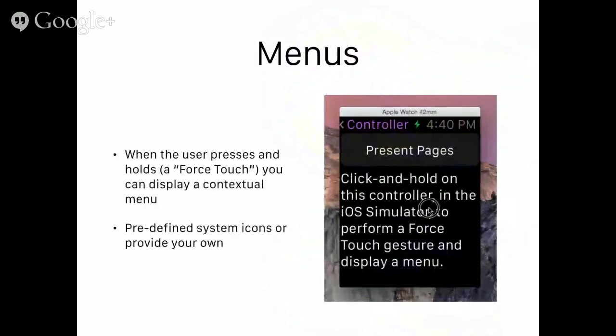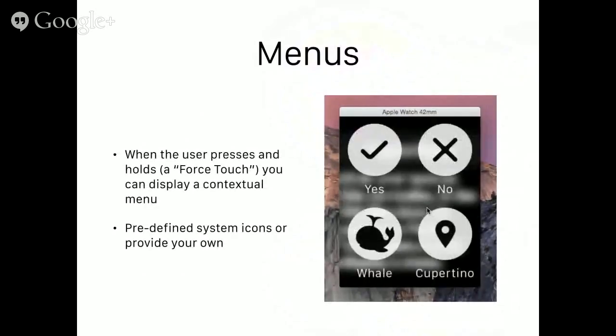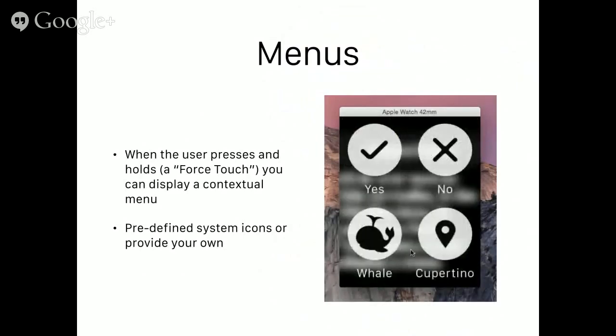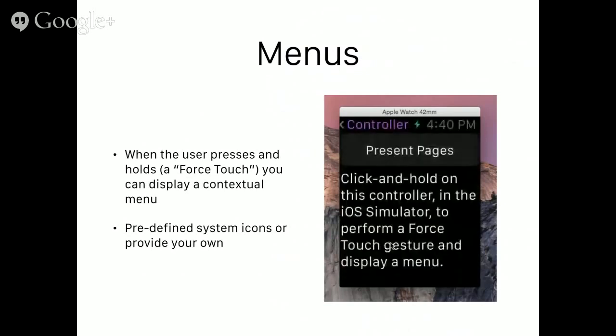So next up is menus. On any interface controller, you can add a contextual menu that, when the user force touches, still hate that name, when they force touch on the watch, it shows up to 4 icons, and those are either built-in graphics or custom. And then you can do whatever you want when the user taps those.